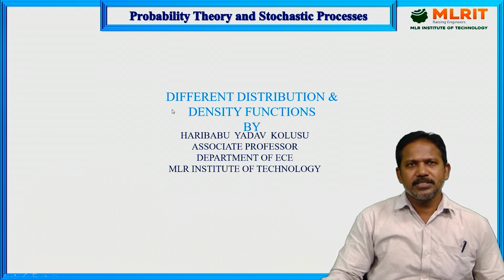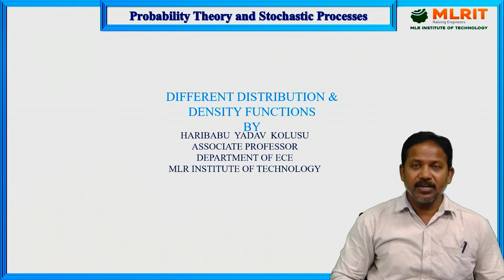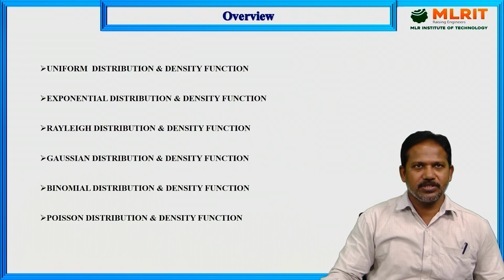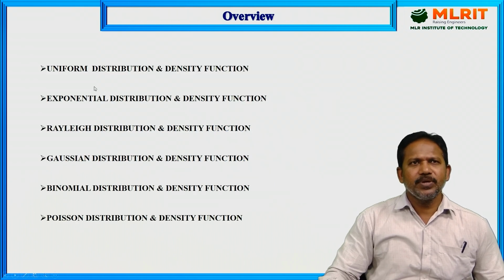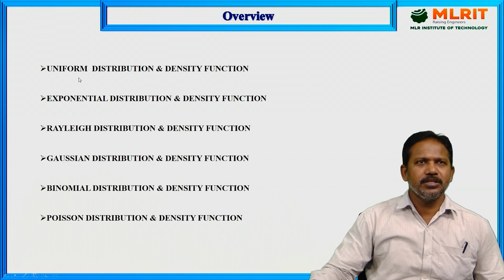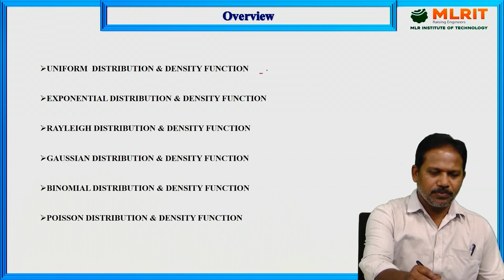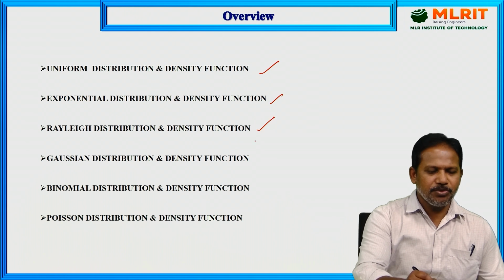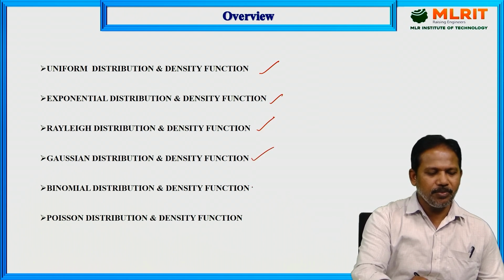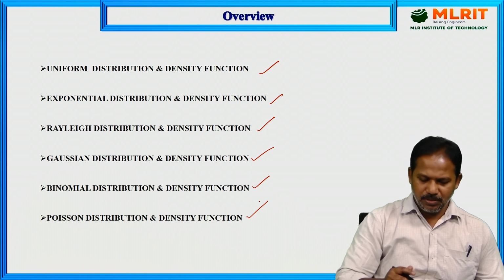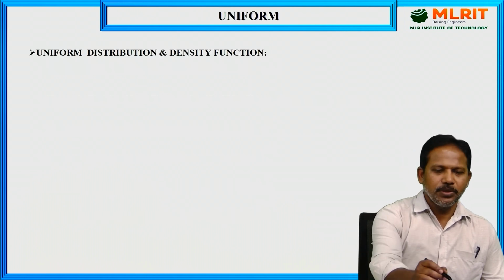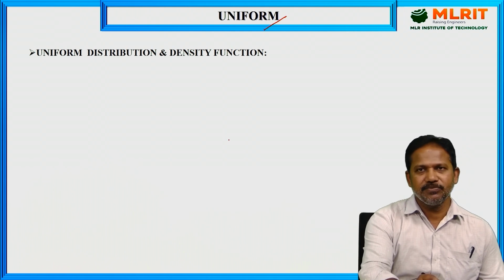Today we are discussing different types of distribution and density functions. First of all, what are the different types of distribution density functions? Generally, we use the uniform distribution density function, exponential, Rayleigh, Gaussian, binomial and Poisson distribution density functions. Now we need to discuss the uniform distribution and density function.